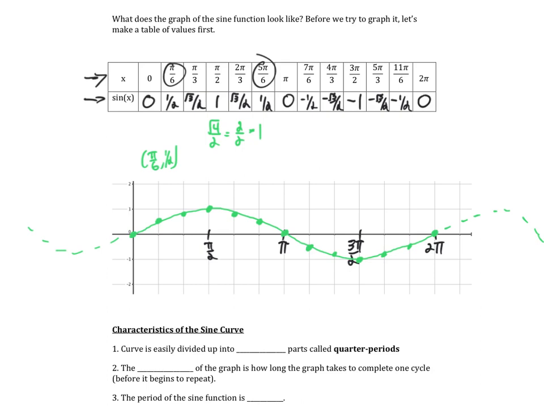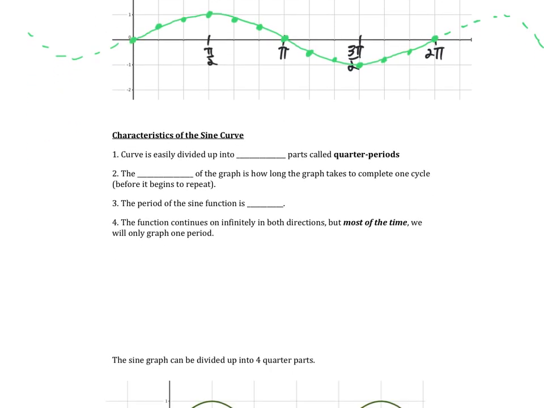A couple of unique things about it, right? It goes on forever in both directions, does not stop, okay? So let's keep on going. So some of the characteristics of a sine curve, some of them will make sense now, some of them just kind of take my word for it that they'll be more useful later on.